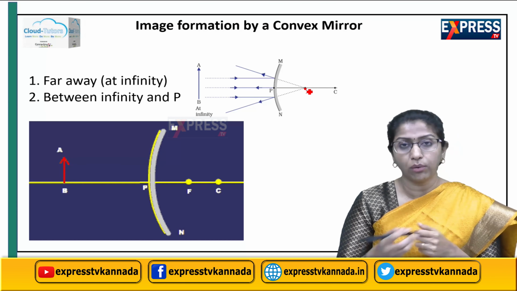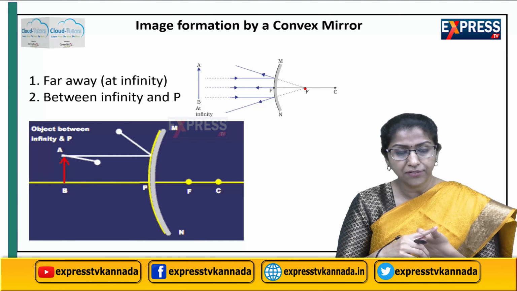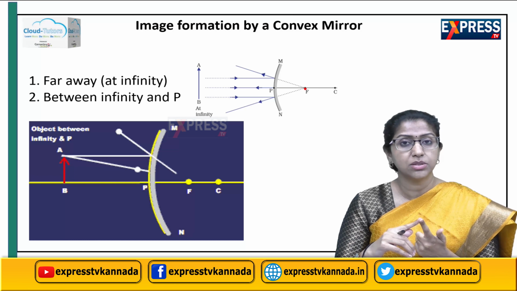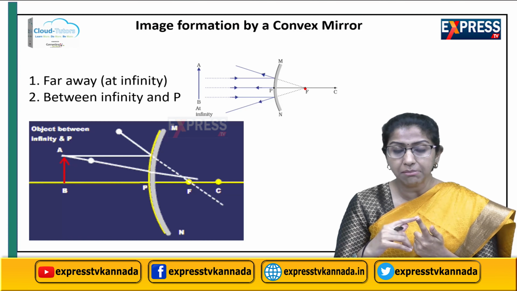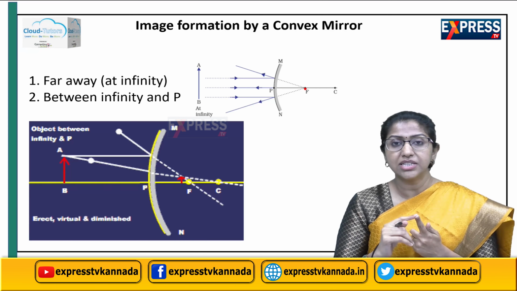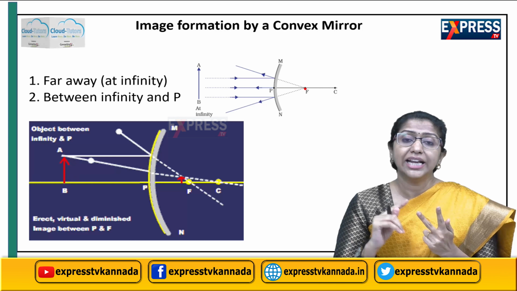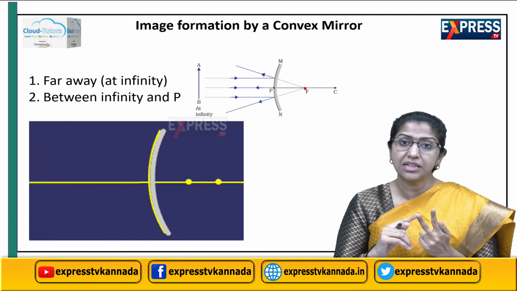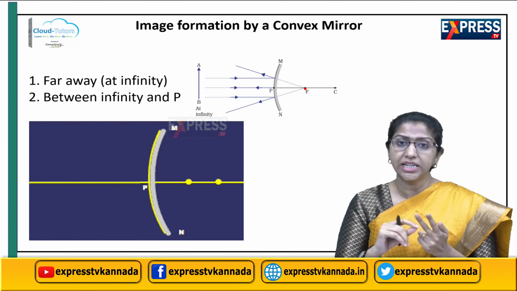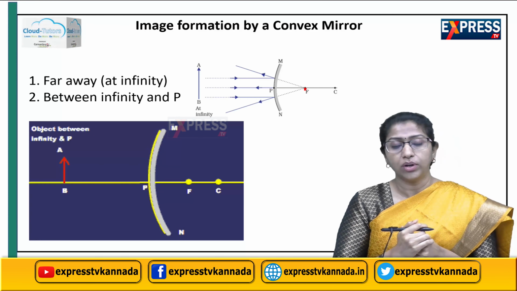image at focus. Where is the position of the image in the first case? It is formed at focus. What is the nature of the image? It is virtual and erect. As I've already mentioned, convex mirrors cannot form any kind of real images at all. And what is the size of the image when it is compared to the object? It is point-sized or highly diminished. It is formed at the focus.